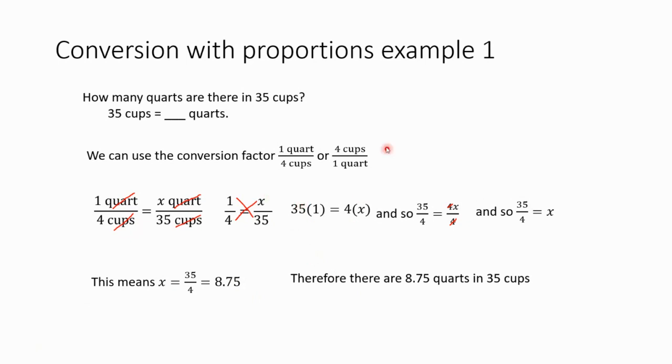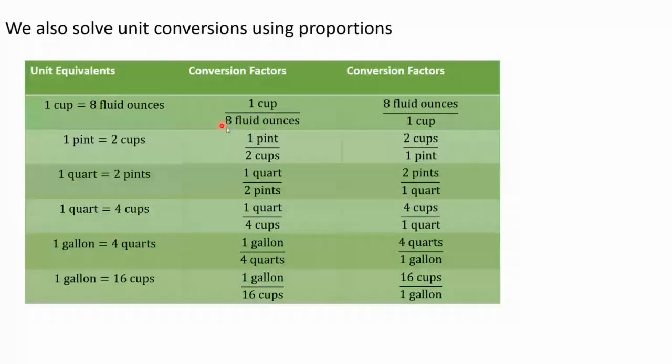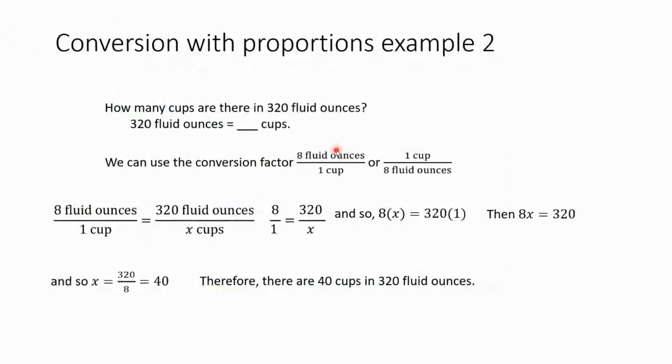All right. I hope this makes sense, but I want to do another one. For this one, we have 320 fluid ounces equals how many cups? If you go back to the table, for fluid ounces and cups, we have this conversion factor, or this one. It really doesn't matter which one we use. You just have to be consistent with the units. So if I'm going to use the first one, let's say, that's what I'm going to use.